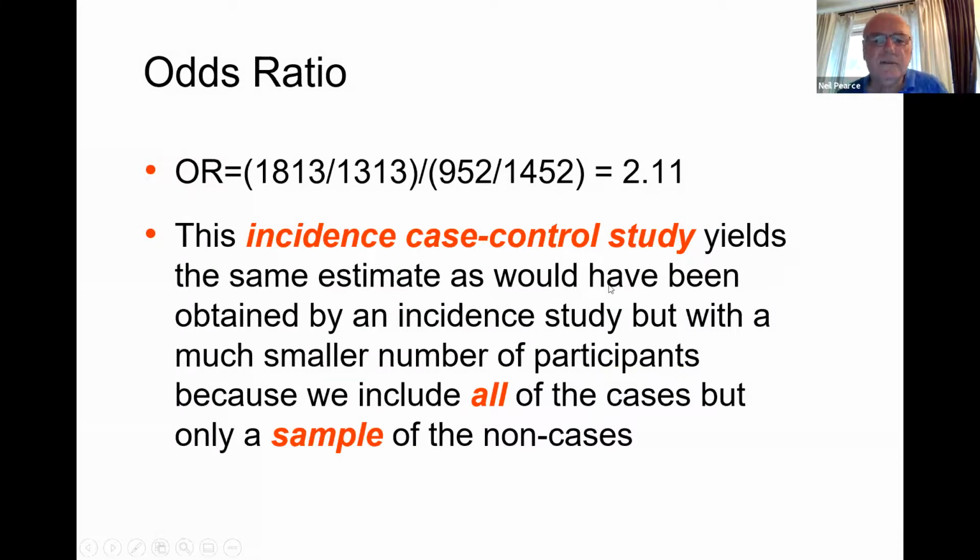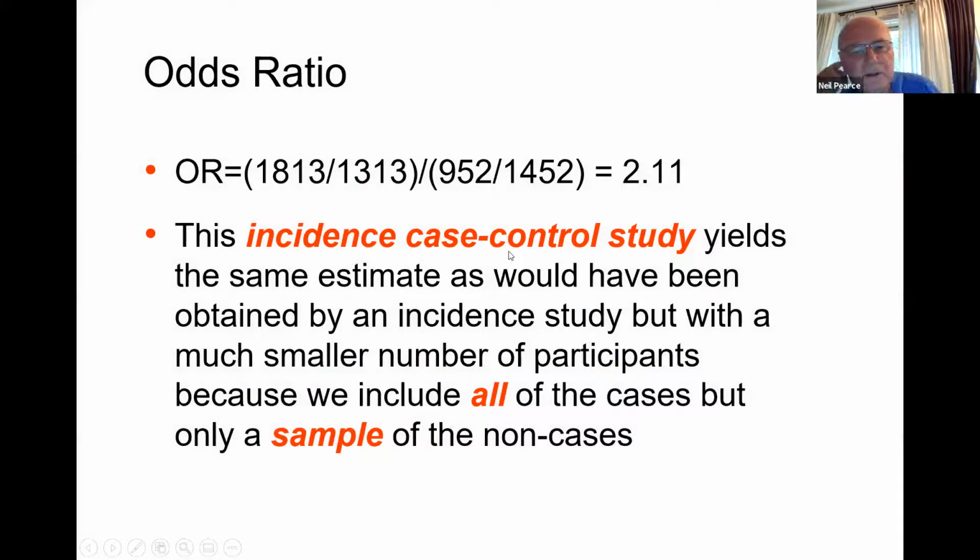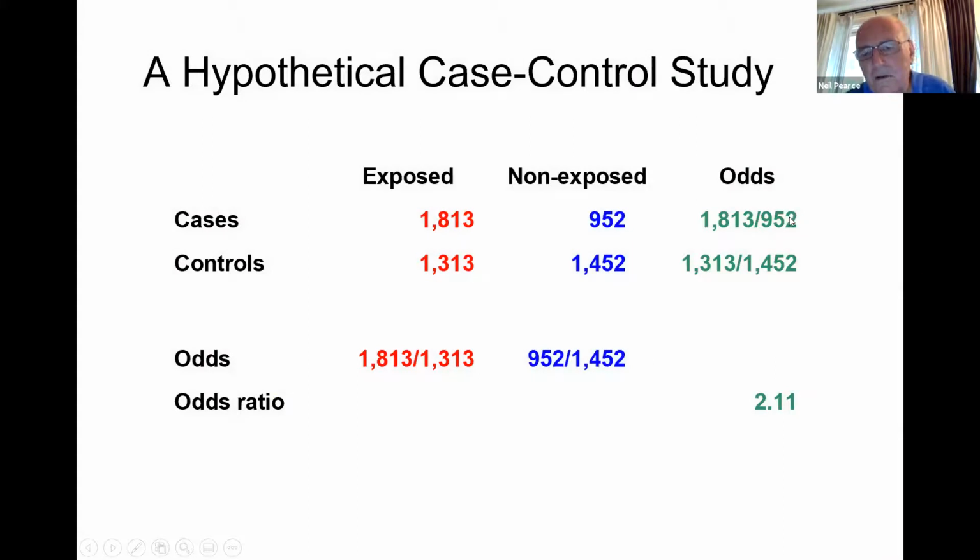So this case control study yields the same estimate as would have been obtained by a full cohort study, but with a much smaller number of participants, because we include all of the cases, but only a sample of the non-cases. And the advantage of this, of course, is that firstly, it's a lot cheaper. Here, for example, we're studying 2,765 plus 2,765, so it's about 5,000 or 6,000 instead of 20,000. But if the disease was very rare and we only had 200 cases and we had maybe 200 or 400 controls, then it's much smaller. You're only studying a few hundred people instead of 20,000. And it's a lot cheaper.